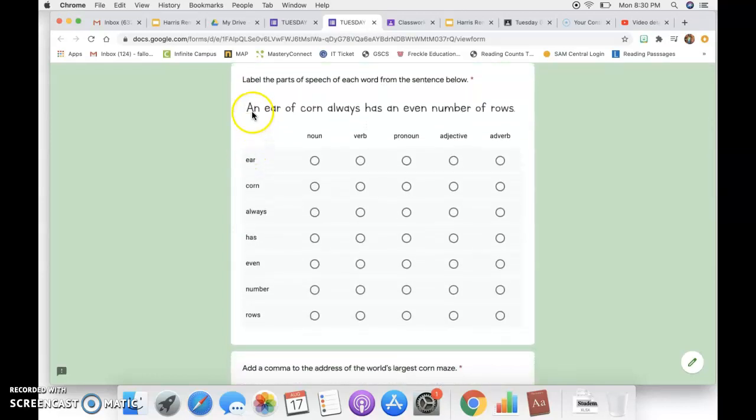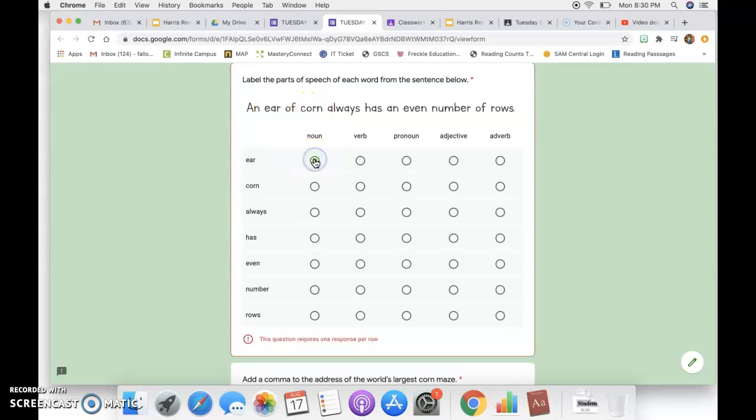Down here, you're going to see the sentence, an ear of corn always has an even number of rows. This says label the parts of speech, each word from the sentence below. So you're saying the ear, so an ear right here where it's talking about an ear of corn, would that be considered a noun, a verb, a pronoun, an adjective, or an adverb? And then you're just going through each one. So if I said an ear of corn, I think maybe that is a noun. So if I thought that was a noun, I would click here. I am not necessarily telling you that's the answer. I'm just saying that's how I would select my answer.